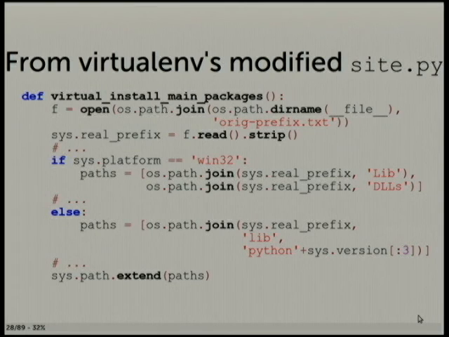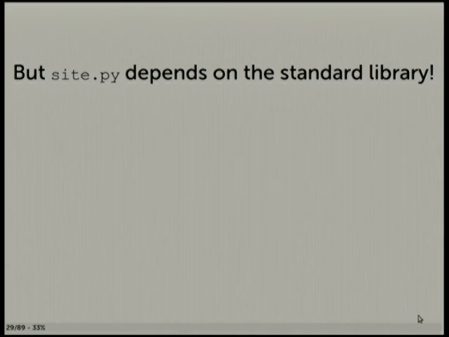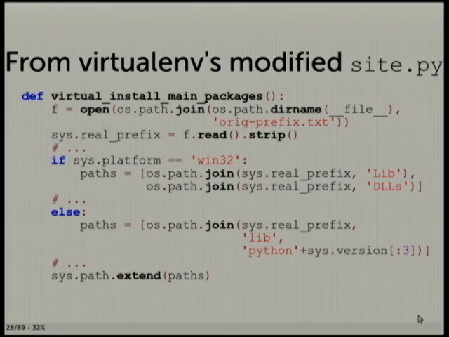So then after we've got sys.real_prefix, then we go through, and again, it's a little bit platform dependent, but based on sys.real_prefix, we find where the standard library should be, and we extend sys.path with that. Yeah, we have a problem still. If you go back and look at this slide, where do you think os.path.join comes from?